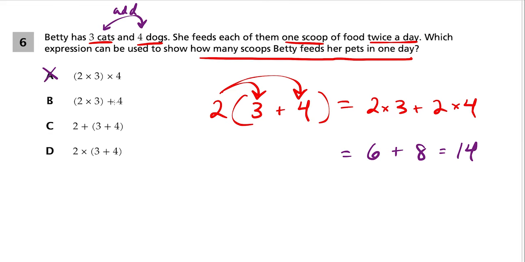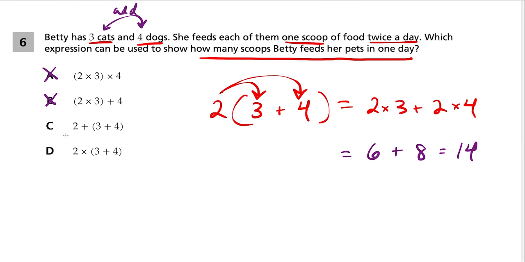So A is out. 2 times 3 plus 4. The problem with this is we have to add the number of pets together, but here we're just multiplying the first set of pets by 2. So we multiply the number of cats by 2, which accounts for how many scoops of food they get, but then plus 4 just means the dogs only get 1 scoop of food each. So this one is not it. And you could even see this is not going to match up with the actual amount, which is 14.